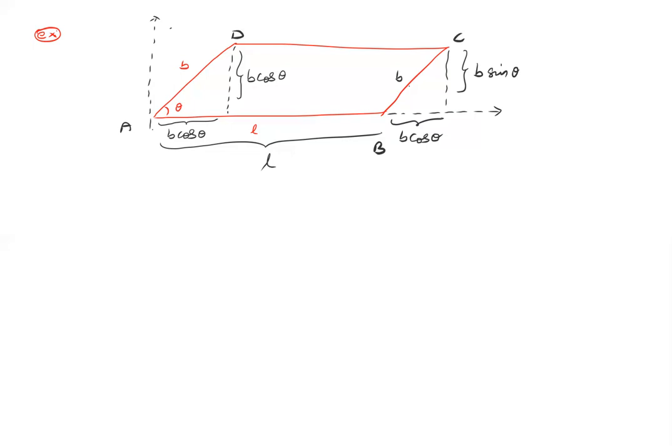If you take, the coordinates of this point will be 0, comma 0. Coordinates of this point will be L, comma 0. Coordinates of this point will be L plus B cos theta, comma L sin theta. And coordinates of this point are B cos theta, comma, this is not B cos theta, it is on the opposite side. Sorry, this is B sin theta. So your coordinates are B sin theta like this. So this is how you get the coordinates.